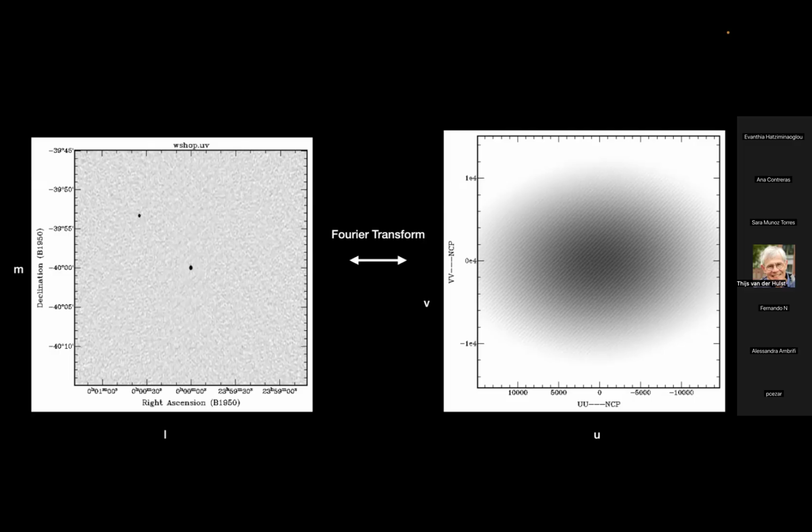Now you can see this here, lambda. Usually we talk in the units of kilo-lambda. It's a typical unit, 1000 lambda. So the observation takes place in this plane, and then with the inverse Fourier transform, you get the image. So it's not deterministic because you're not fully covering that space. Next slide.